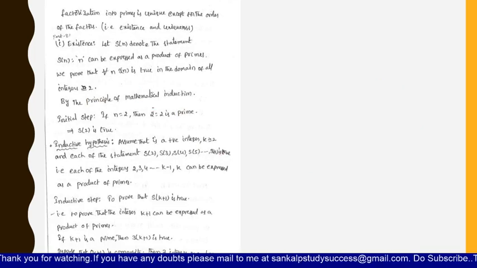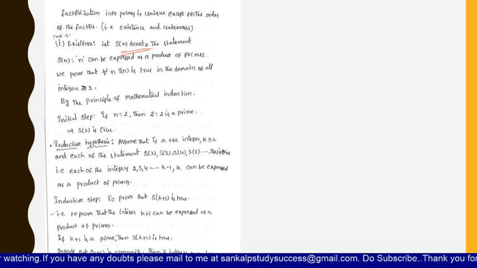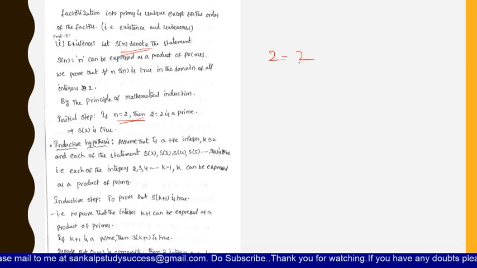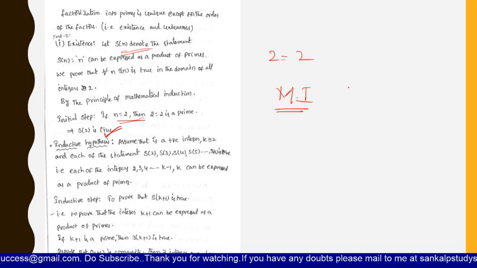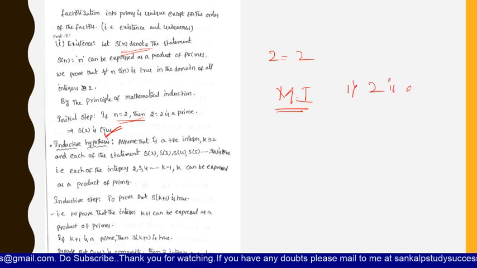In the first step you have to consider S of n, which denotes the statement that n can be expressed as a product of primes. If n is equal to 2, then 2 is a prime number, so you can express 2 as 2 only. That means S of 2 is true here. This is the first step. Now coming to the inductive hypothesis, we are proving the theorem using mathematical induction. In the first step you have taken that 2 is a prime.